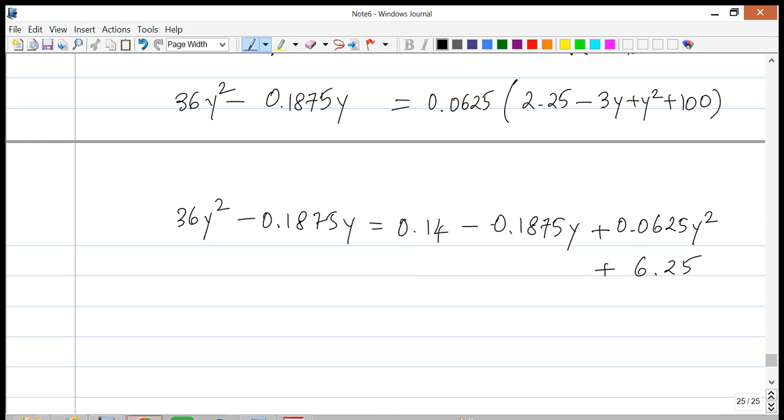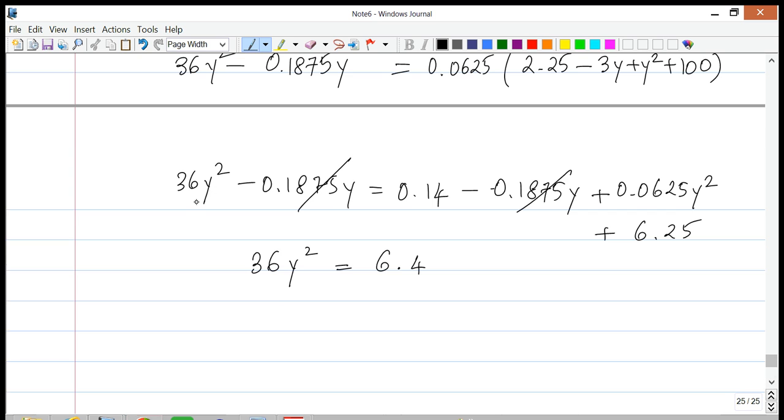Okay, now again you see a bunch of the things cancel out. This cancels out this. We have 36y squared, and this 0.0625y squared is approximately the same, so I can write it as 36y squared is equal to 0.14 plus 6.25, which is about 6.4 approximately. Okay, and this gives me y equals the square root of 6.4 over 36, which happens to be about 0.6 meters.